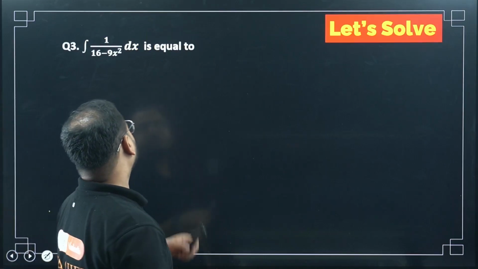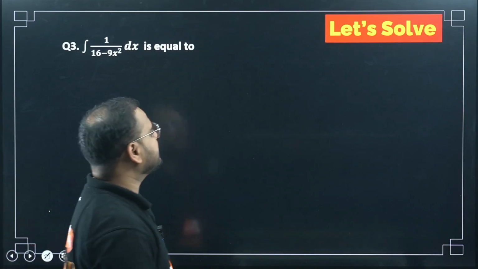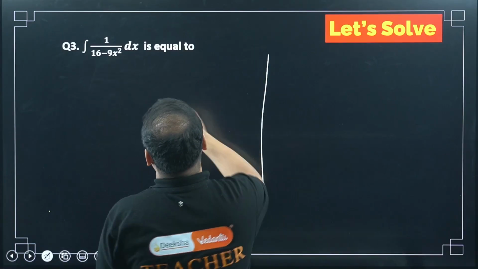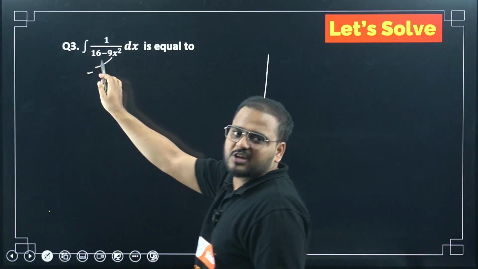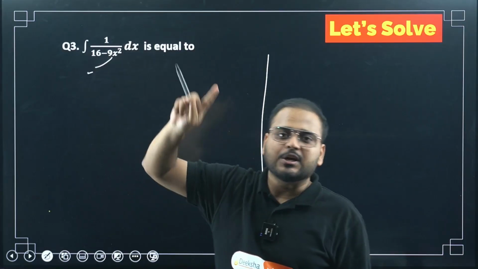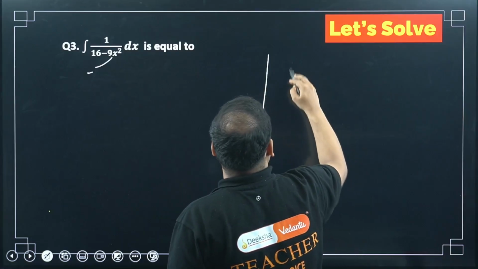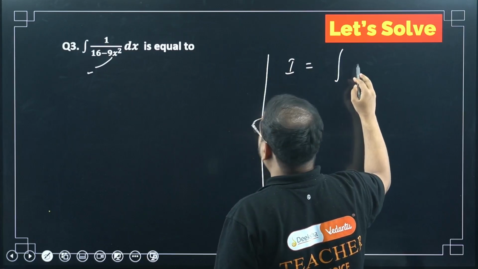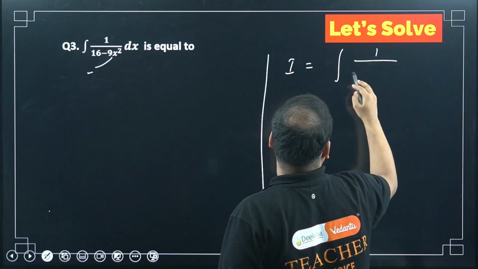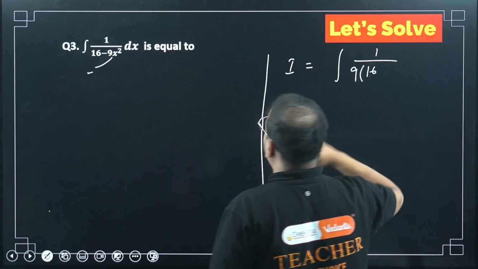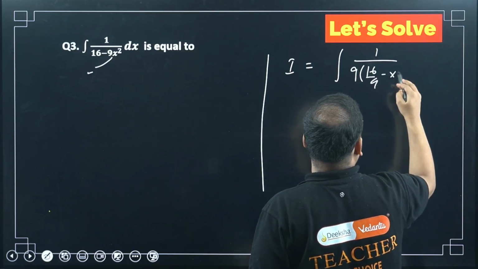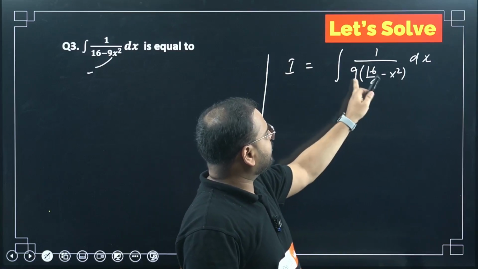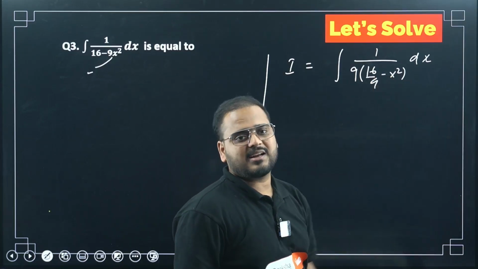Chaliye. Third problem: 1 upon 16 minus 9x square. This is very, very simple. I just have to take the 9 out, because the coefficient of x square has to be unity. So I'll take the 9 out. Please check. My integration I will become the integration of 1 upon, take 9 common, so 16 by 9 minus x square dx. Please check. I have taken 9 common; 9 times 16 by 9 will be 16 again, and simply 9x square. So this is correct.